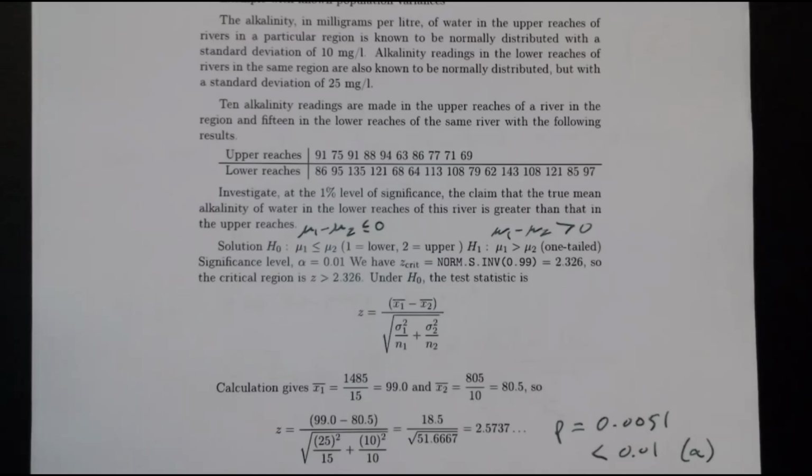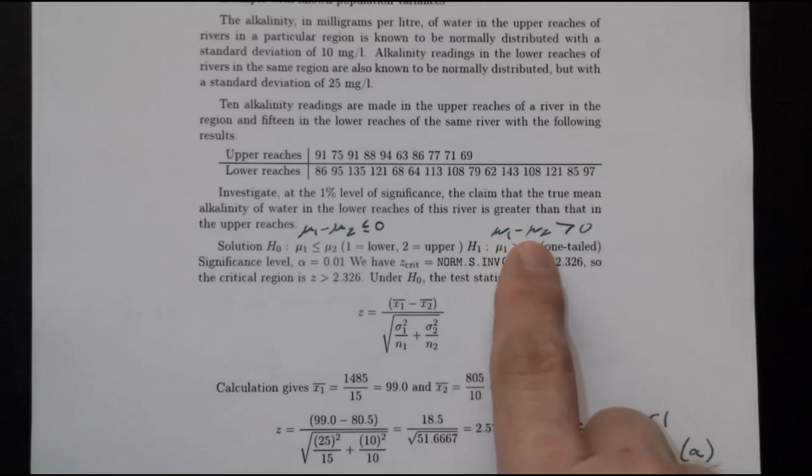Maybe there's some plant in the upper regions that is sucking up some acid, leaving a more basic solution. Maybe there's some chemical plant somewhere that's ejecting acid into the water in the lower reaches of the river. So there is a difference, and we conclude that the alkaline behavior in the upper reaches is significantly different. In this case, the lower region is bigger than the upper region. Well, it's bigger than, not much.